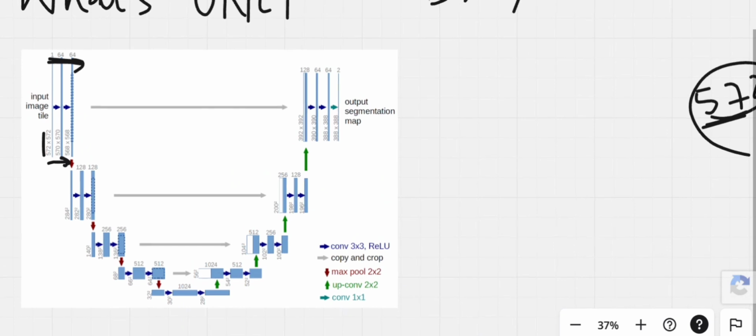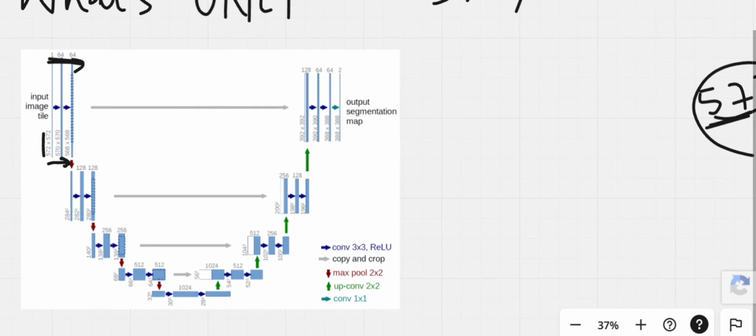Next, this is what is happening here. From 572 dimension, it slowly got reduced by 2. How does this reduce? It's by using a convolutional filter. The blue arrow which we see now is a 3 by 3 convolution layer.